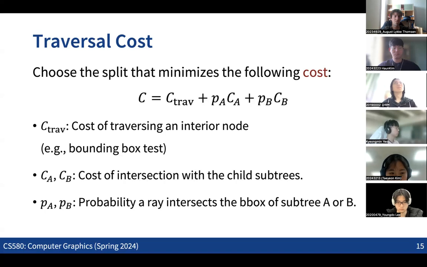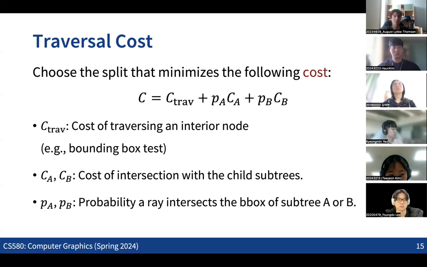So this is one model of how we are going to measure the efficiency of each of these split planes. We can model the cost of traversal in this way. And here the question is how we are going to model this probability and also the cost for the subtree. There can be many other ways to do this.